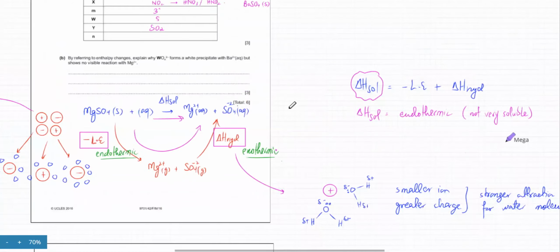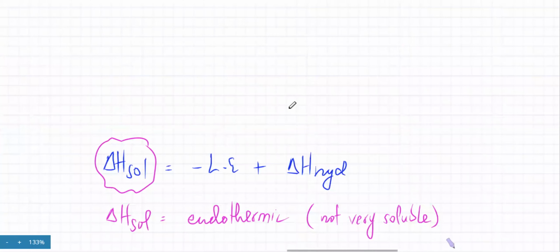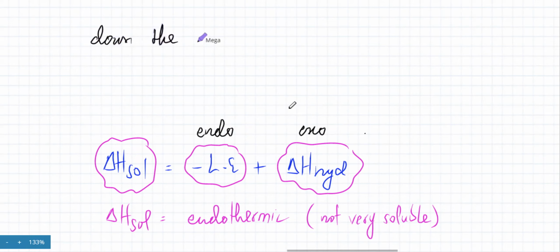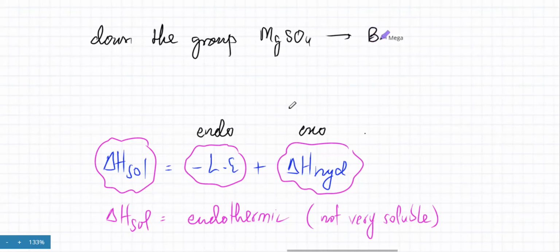So what happens down the group? It depends on these two things. You break the lattice, and then you form bonds with water. So this part is actually endo, and this part is actually exo. What happens down the group in group two? When you move down the group, for example from Mg, he's talking about MgSO4, and solubility decreases.